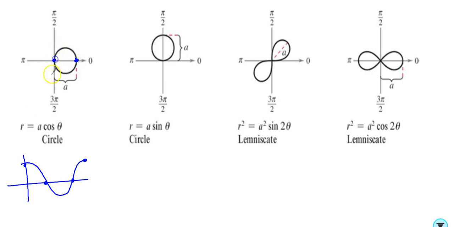Then at pi over 2, the radius is 0. So when the angle is pi over 2, the radius is 0. That's my polar coordinate 0. Then back here at pi. So this half of the graph, half the loop, gives you one circle.